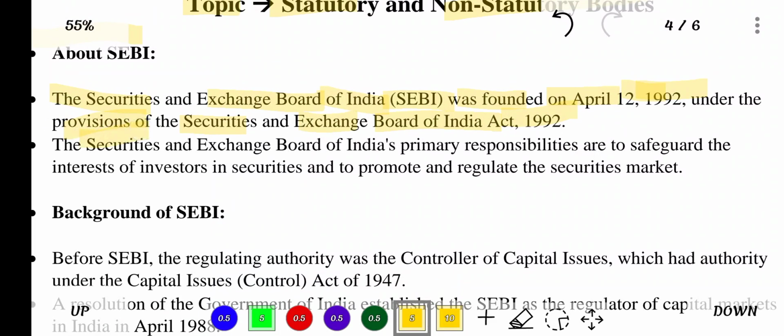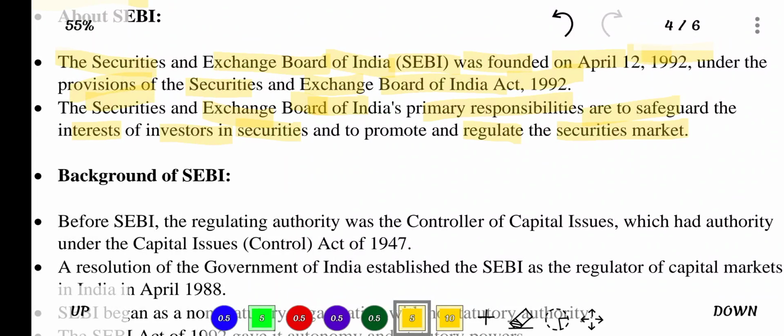The Securities and Exchange Board of India's primary responsibilities are to safeguard the interests of investors in securities and to promote and regulate the securities market.